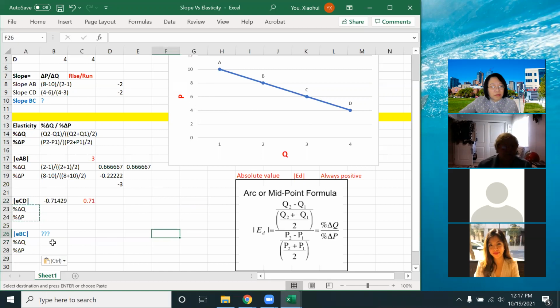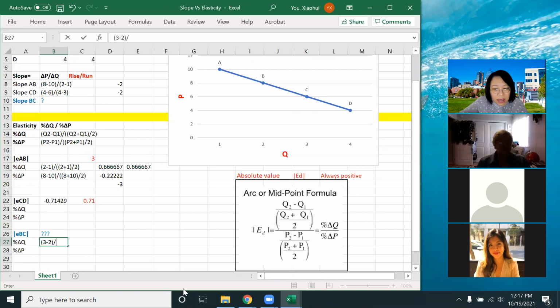So I got 0.4 for the change in Q. Let me see how you got it. So the numerator should be 3 minus 2, and close the parentheses, divided by parentheses, 3 plus 2, close the parentheses, divided by 2, and then close the parentheses, right? Yes. Is this your calculation?